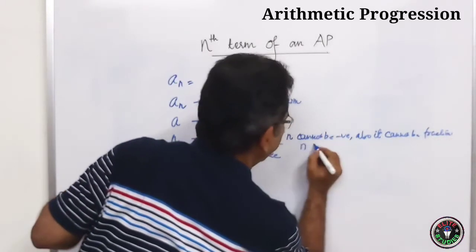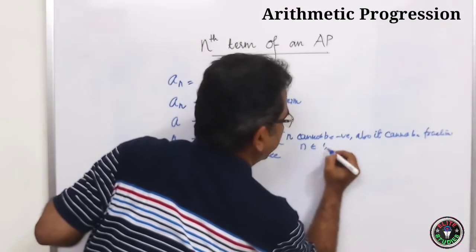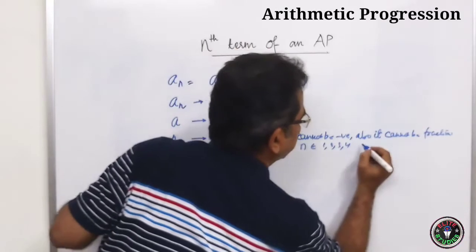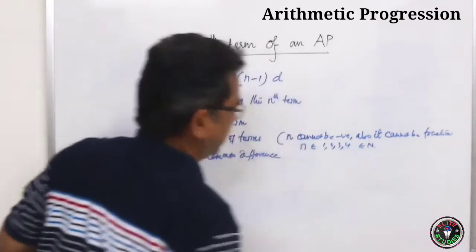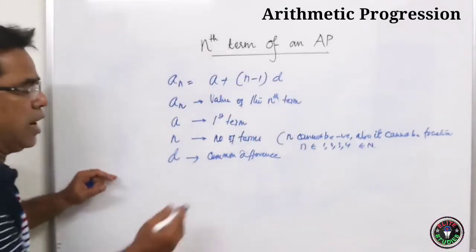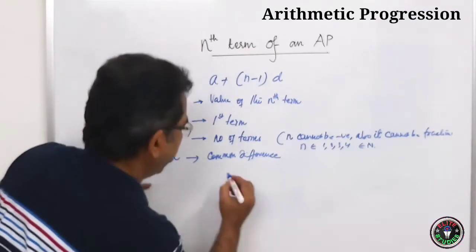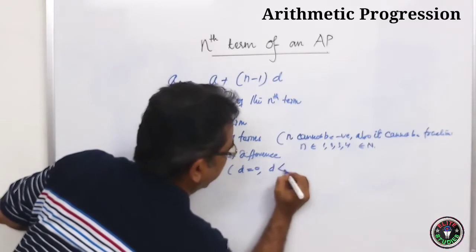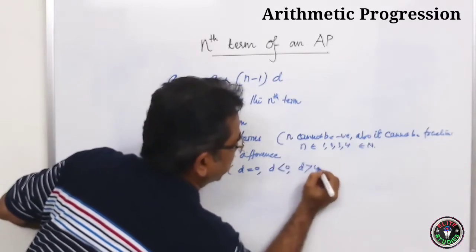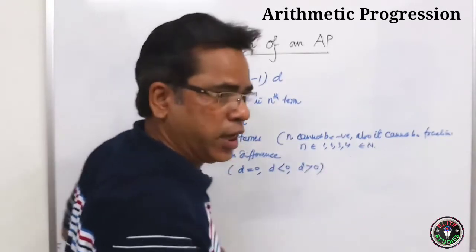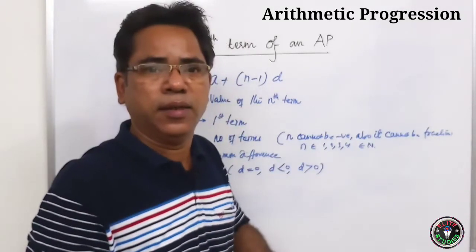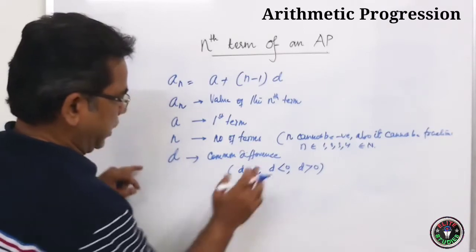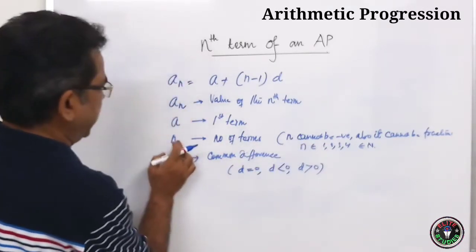That is, n must belong to 1, 2, 3, 4. It means n belongs to natural numbers. D can be negative. D can be equal to 0. D can be less than 0. D can be greater than 0. D can be a fraction. D can be irrational. Okay, D can be anything. N can be anything, but here the very important thing is that n cannot be negative.